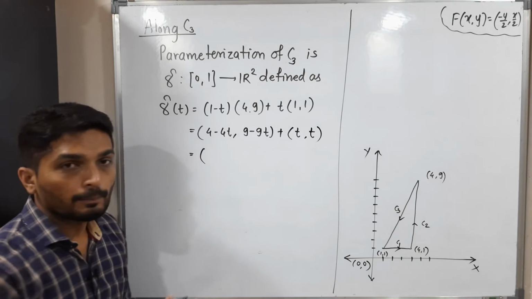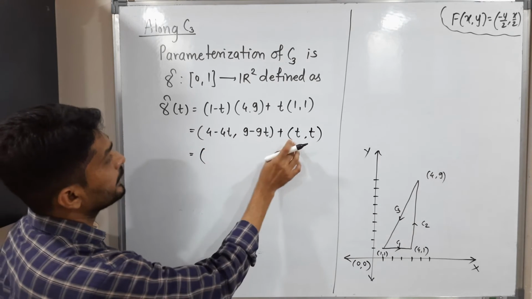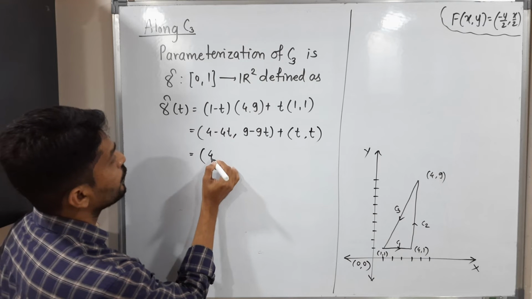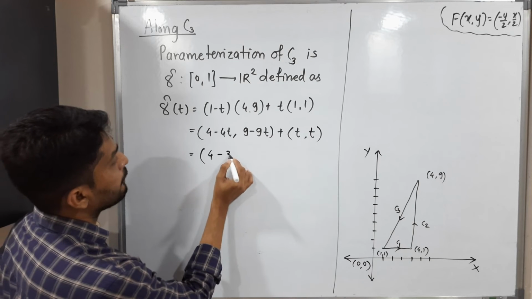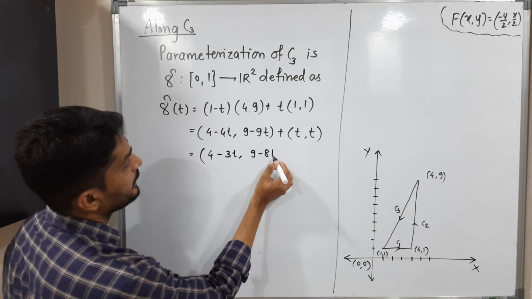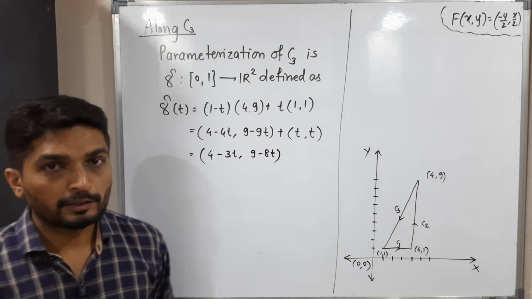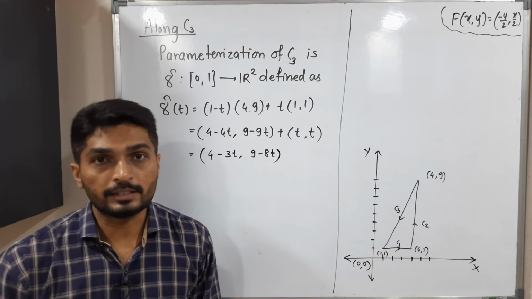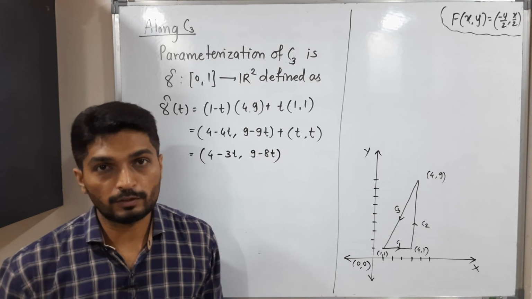We have to add component wise, right? So this one plus t, so that means 4 minus 4t plus t will have 4 minus 3t, and this one plus t, that means 9 minus 8t. So we got a parameterization. Now we are interested in its derivative as well as f of gamma of t also.